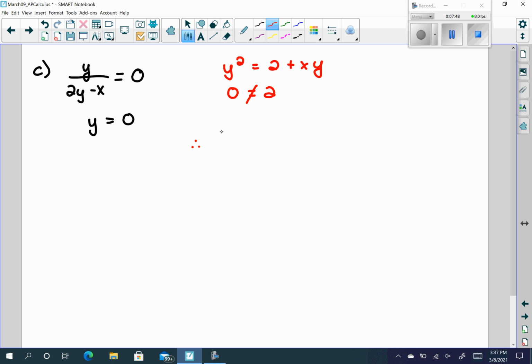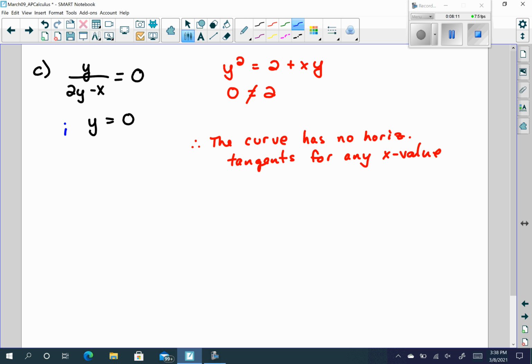Therefore, the curve has no horizontal tangents for any x value. So this is worth 2 points. You get 1 point for solving for y and 1 point for this explanation over here. So you want to connect the two.